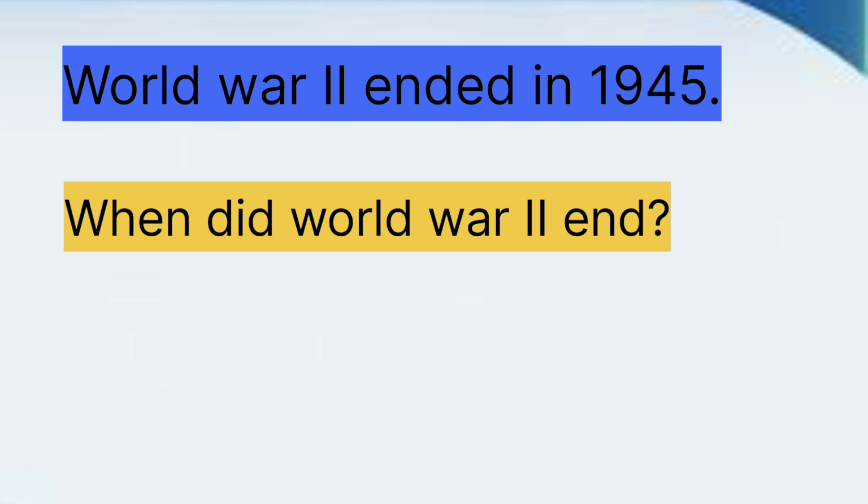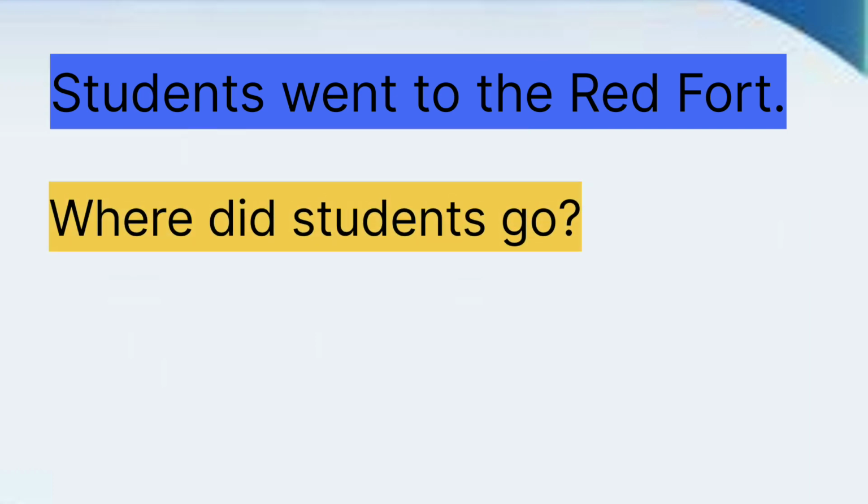Next example: students went to the Red Fort. The underlined part is the Red Fort. Now, let us frame the WH question with the appropriate WH word and the structure. The underlined part is all about place. So, the place indicating WH word is where. In the given statement, went is the second form of the verb. That means it is in simple past tense. So, here we have to use the auxiliary verb did. So, the answer will be: where did students go?